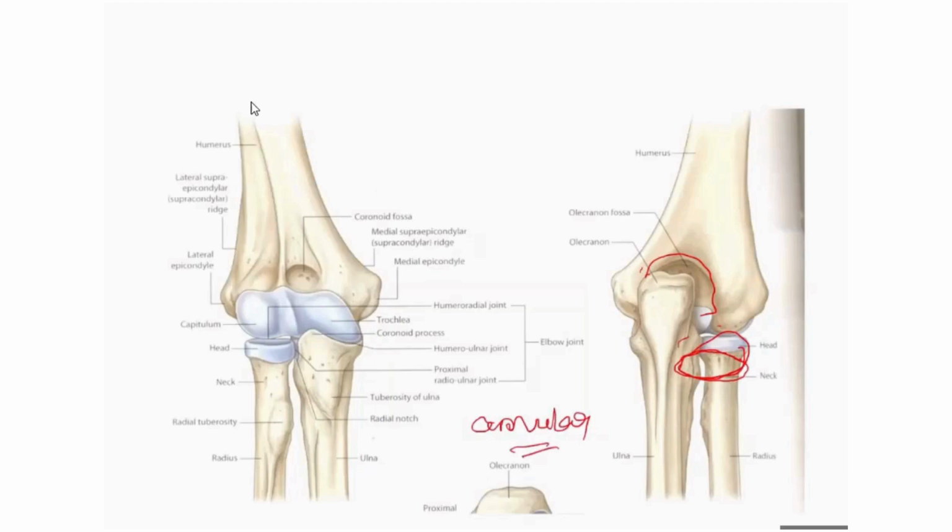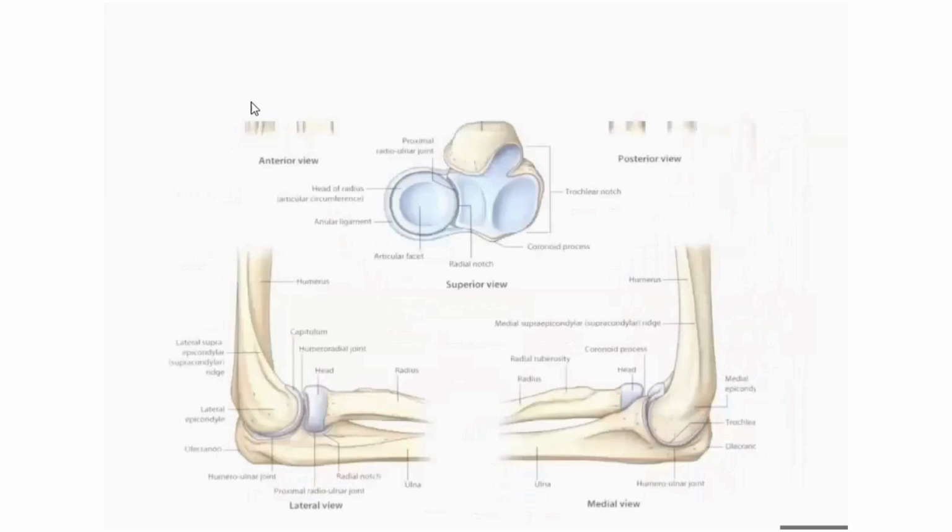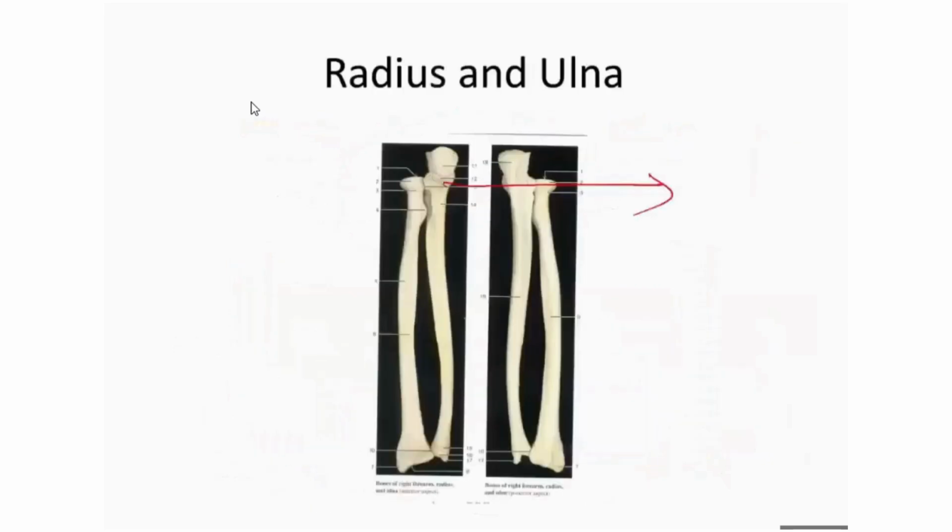A-N-N-U-L-A-R. Annular ligament. Shall I proceed? Yes. See on this. This is the inferior surface of the radius. On this, this is the anterior view. You cannot see the radius as such.